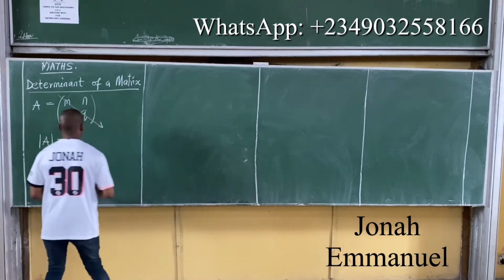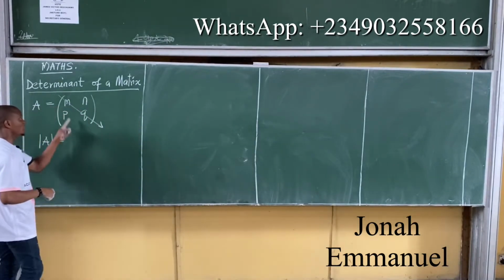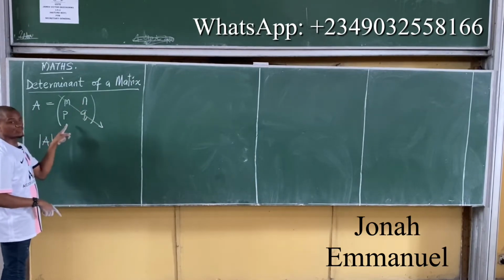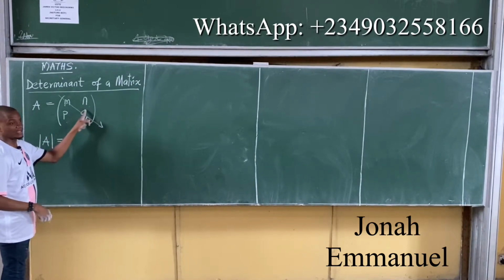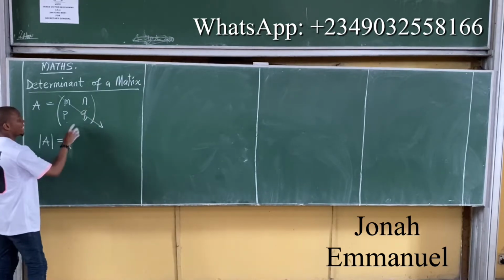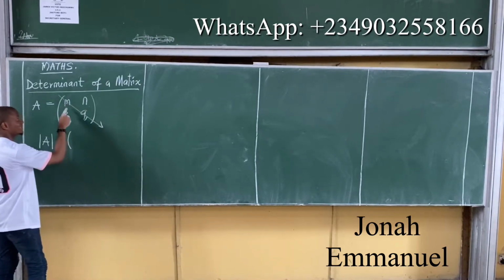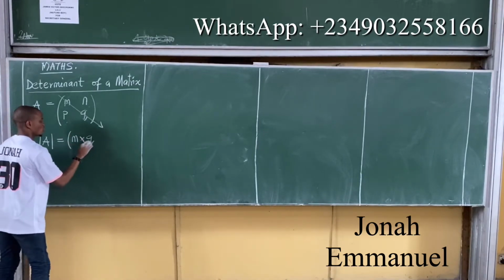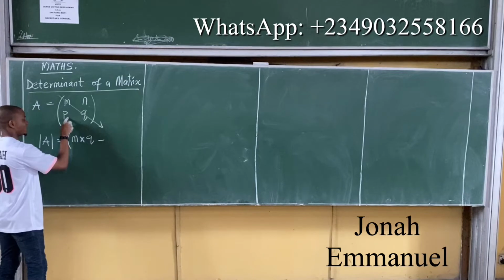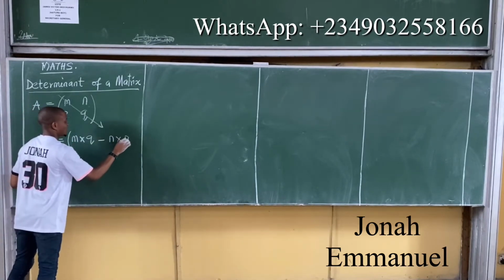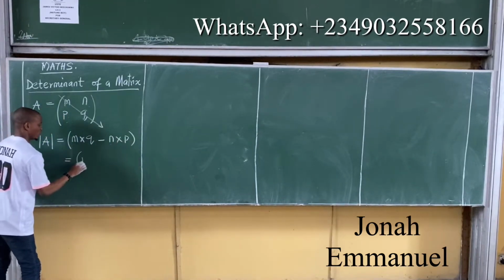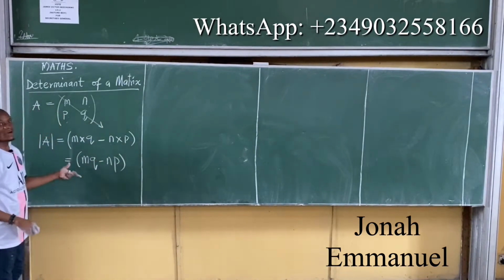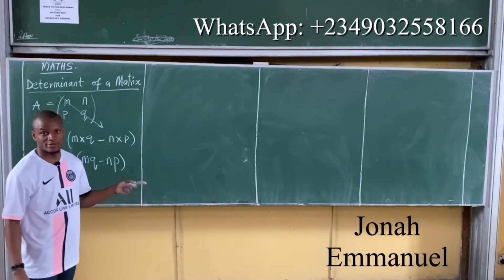So I'm saying this here. When it comes to finding the determinant, simply multiply your principal diagonal minus the product of the other elements. So it's equal to my principal diagonal, which contains two elements, n and q. It becomes n times q minus this times this, n times p. So it's equal to nq minus np. This is how we find the determinant of the 2x2 matrix.